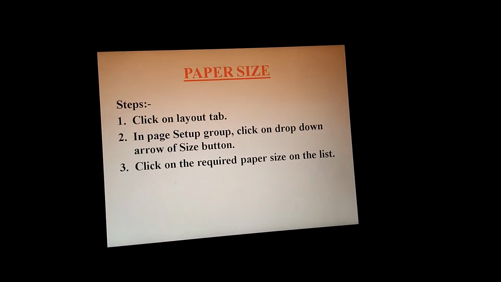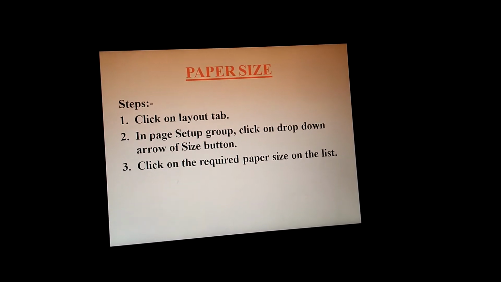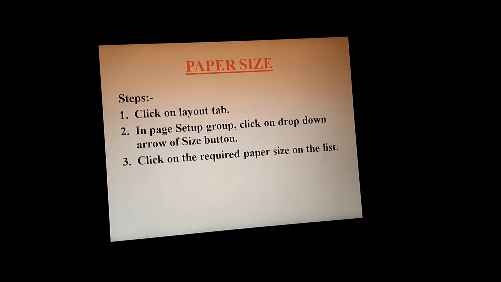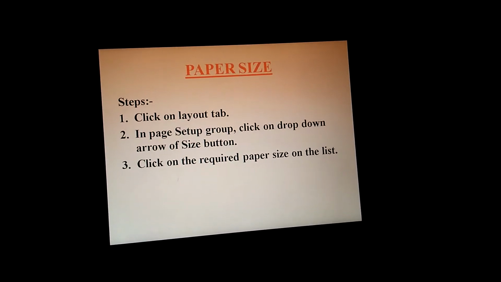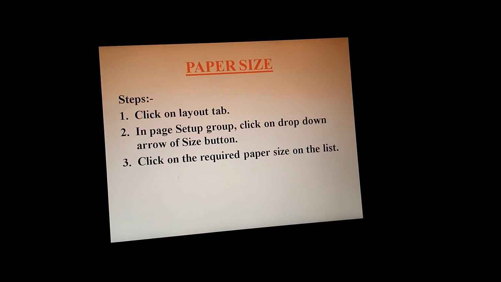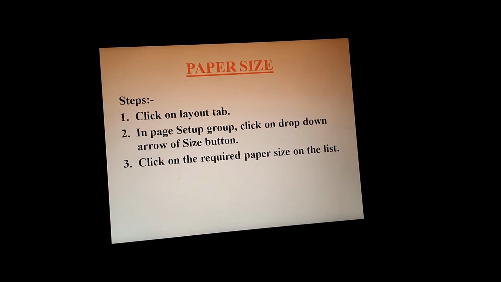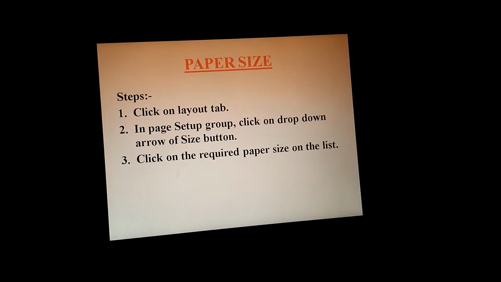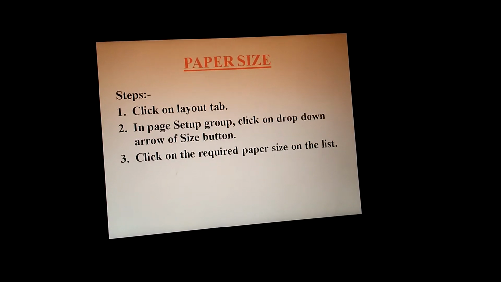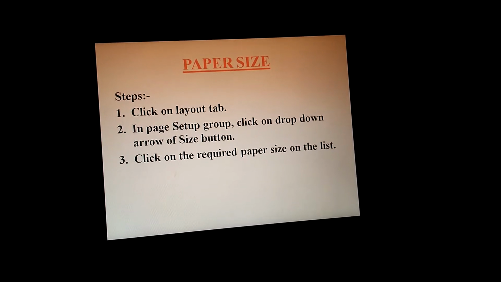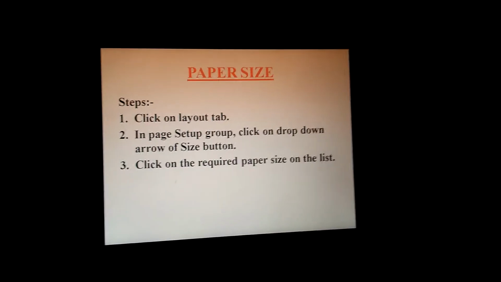So for setting the paper size, the steps which are given below are: click on the layout tab. You have to click on layout tab. In page setup group, click on the drop down arrow of the size button. In page setup group you will get the size button, drop down arrow. The arrow will be pointing downwards, that you have to click it, and then click on the required paper size on the list. Which paper size you need, just select it from the list and click on it. The paper will be of that size only. So this was how to set up the paper size.